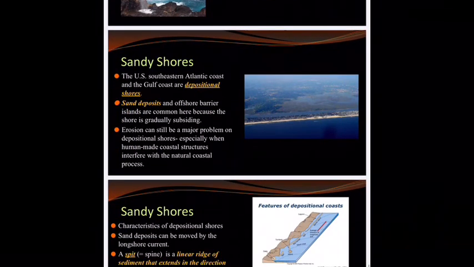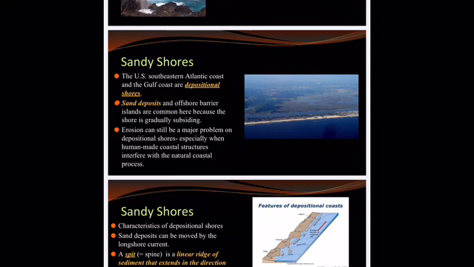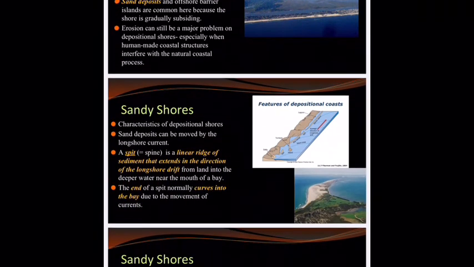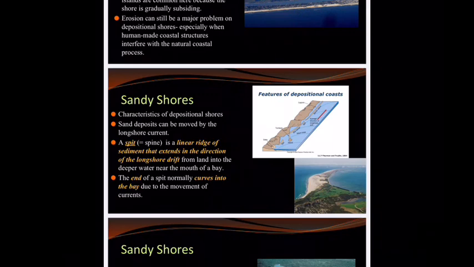Now, the other one is called a depositional beach, and this is where sand deposits are made, and the land will actually grow instead of getting smaller. And here you get all these little different things that can form.